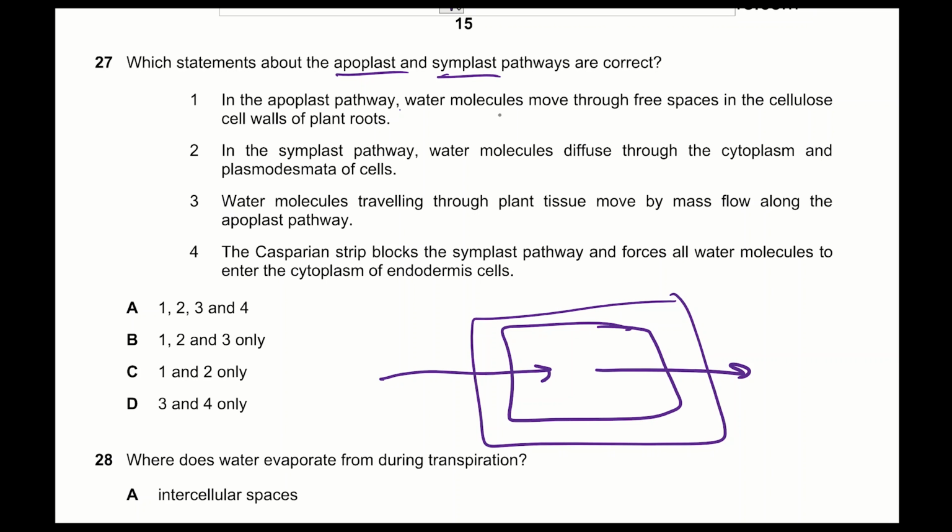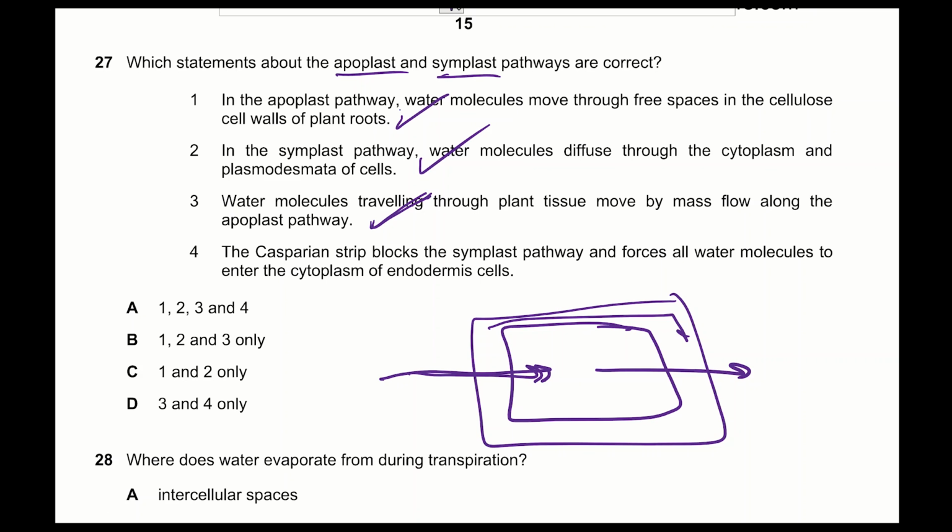1. In the apoplast pathway, water molecules move through free spaces in the cellulose cell walls of plant roots. So this is correct because I've just mentioned that the apoplastic pathway is the transport of water through the cell walls. 2. In the symplast pathway, water molecules diffuse through the cytoplasm and plasmodesmata of cells. This is correct because water actually enters inside these cells. For 3, water molecules traveling through the plant tissue move by mass flow along the apoplast pathway. Now this is correct. Water moves by mass flow, meaning large quantities in bulk. Therefore, this is correct.